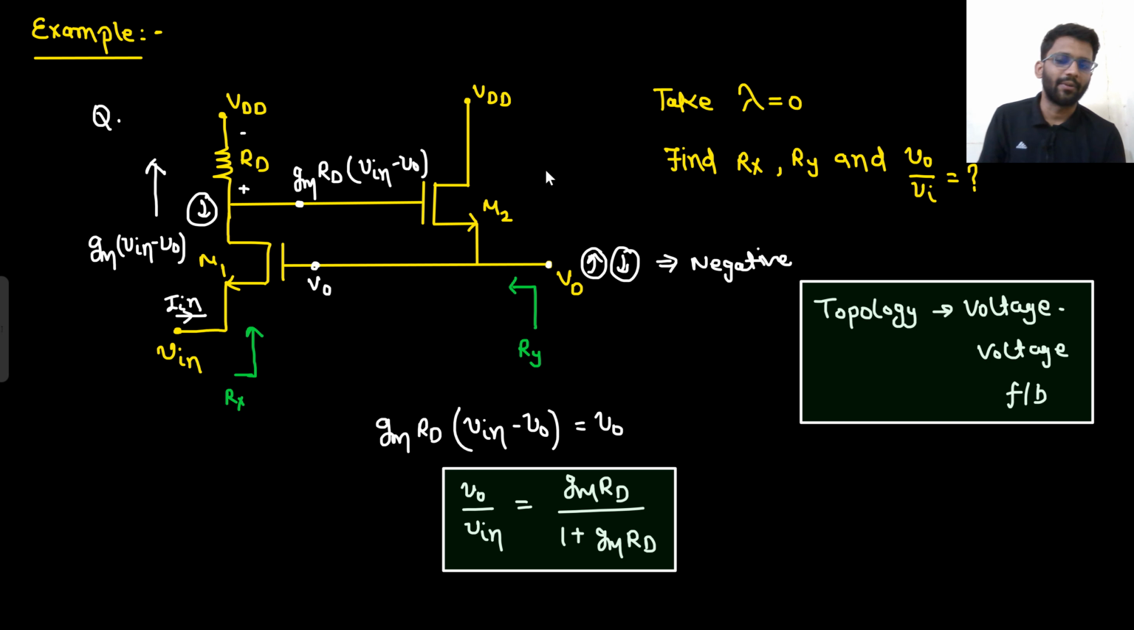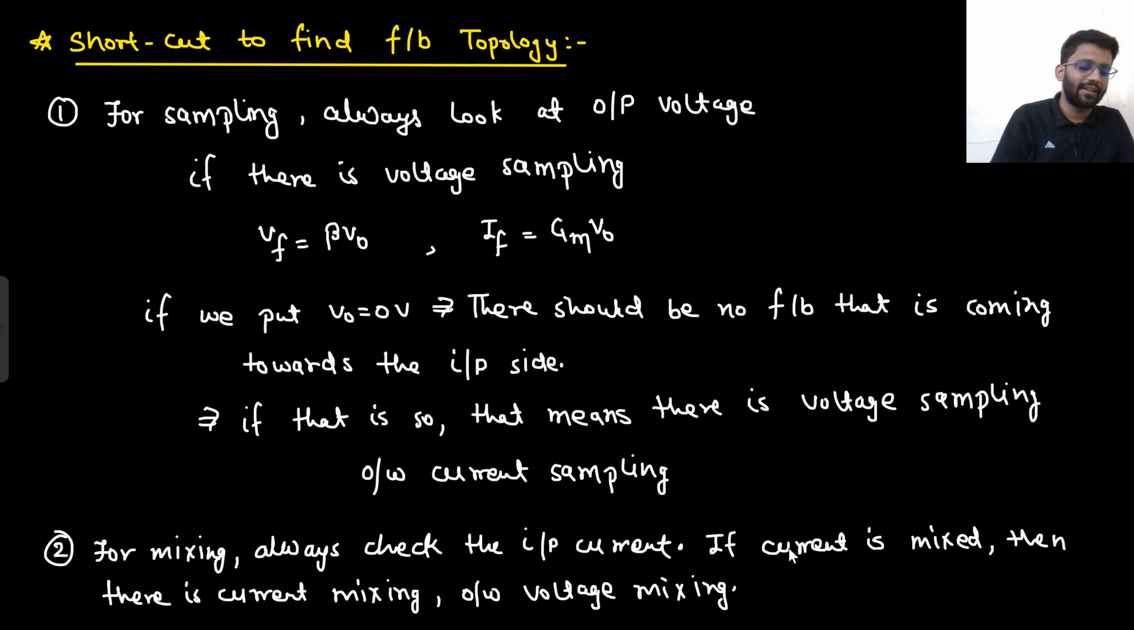No, I_in current is completely going there. So there is no current mixing here. So that means there is voltage mixing. So voltage is being sampled and voltage is being mixed. So this is the concept and this is the way of determining the feedback topology.